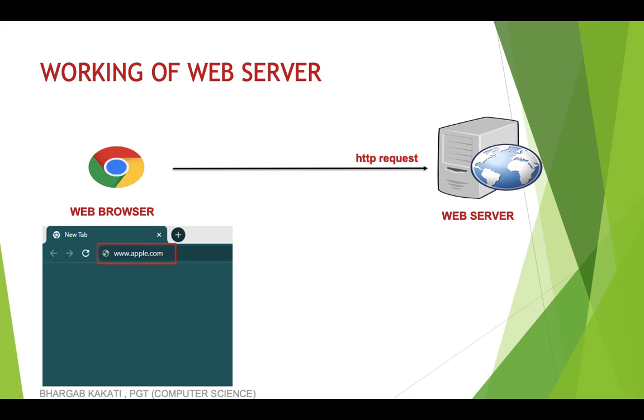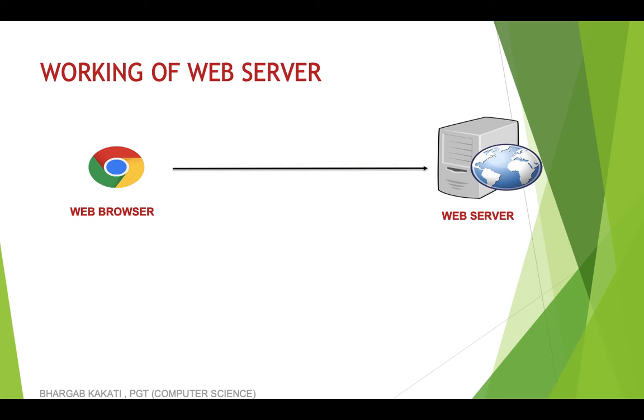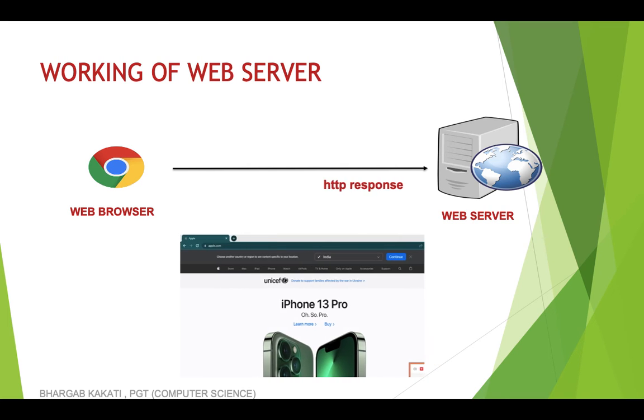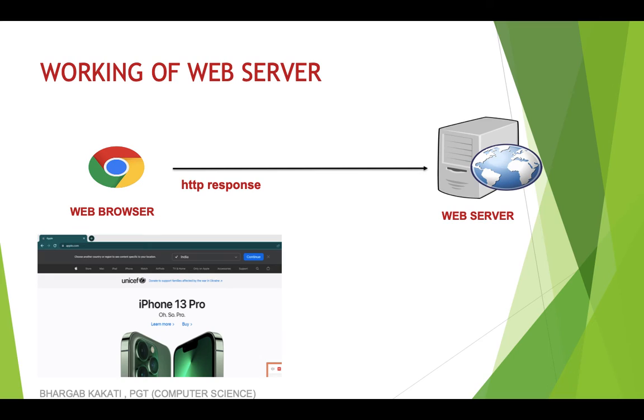The web server will search for the requested page, and if it finds it, it gives a response, and the response is your requested web page. So you typed apple.com in the web browser, the request went to the web server, it found it on its server, and so it is giving you the response. In response, it is returning the content of the web page apple.com here. This is how a web server works.